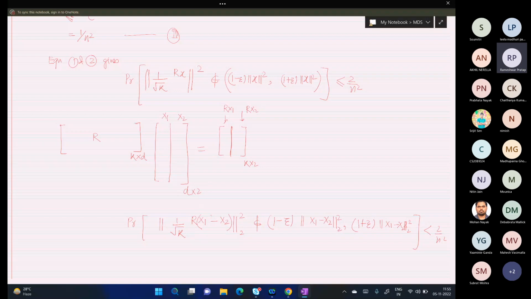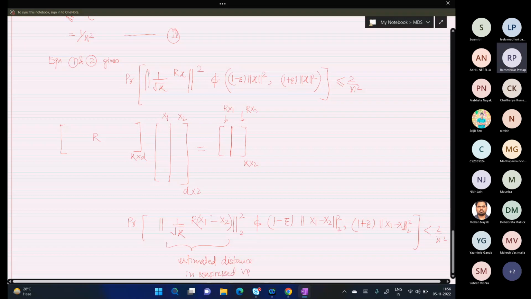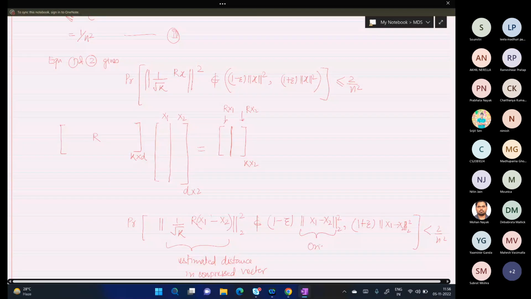So here we are saying that if there are 2 points in our data set, then we calculate the distance in the compressed representation, and that remains within a 1 plus minus epsilon factor of their original distance with probability at least 1 minus 2 upon n square, right? Does this make sense? You can think of this as the estimated distance in the compressed vector, and this is the original distance, right? Yes or no? You can just interrupt me if you have any doubt on this point.